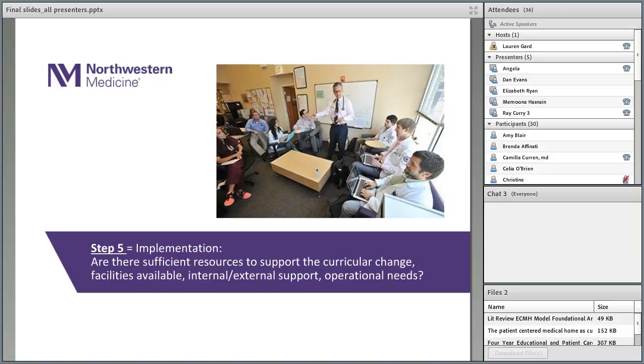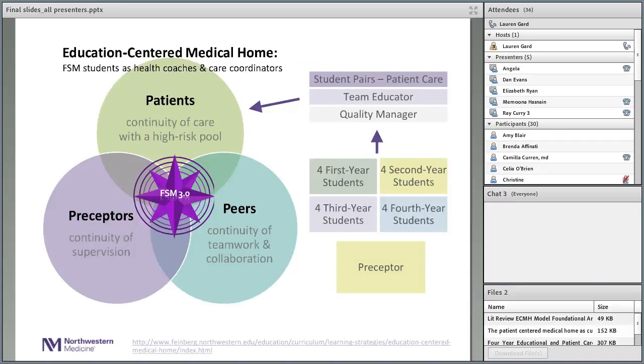So implementation. If I've got 600 students at Northwestern and I'm going to need to get them all in team-based longitudinal experiences, how in the world are we going to do this? I think this is where we discovered the magic number 16. We realized there was no way we were going to be able to come up with 600 continuity clinics. So we tried to come up with a multiple of 4.